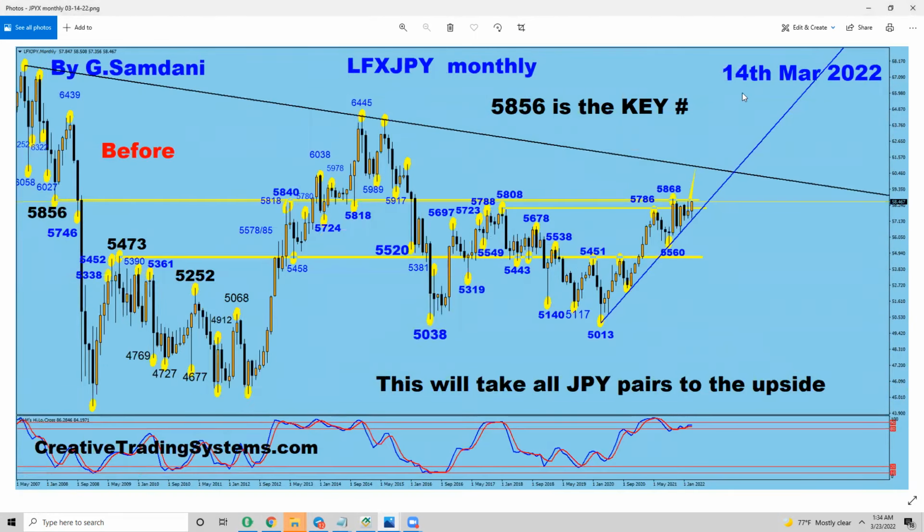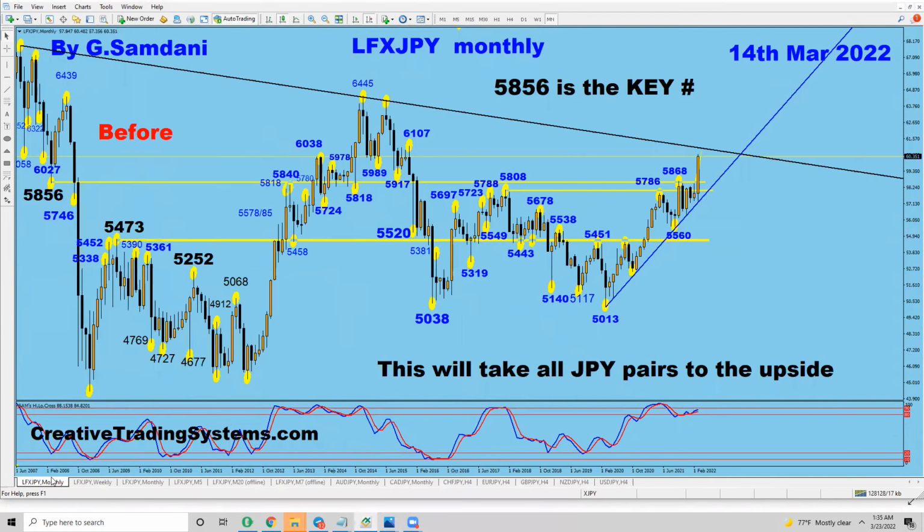On the 14th, the next week, I made that since it started going to the upside powerfully, now we are at 58.56. So I said, okay, we're going to break this and we're going to go for the upper TL. And doing so, what will happen? When the yen index is going up, yen is getting weaker and all yen pairs will be going to the upside. So I wrote down here, this will take all yen pairs to the upside. And on this chart, as of today, what happened is this.